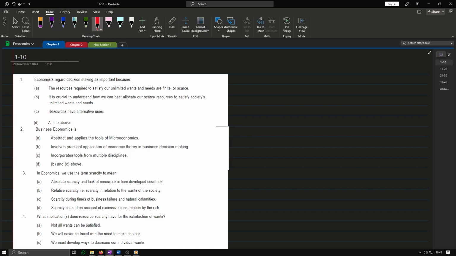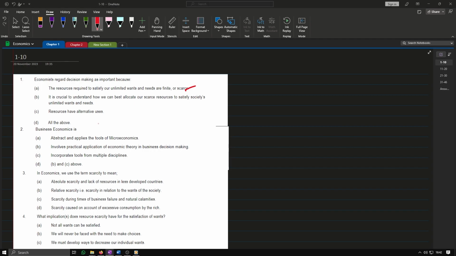So question 1. Economists regard decision making as important because, there are 4 options given and we shall choose the right option. The resources required to satisfy our unlimited wants and needs are finite or scarce. Yes, this sentence is true. It is crucial to understand how we can best allocate our scarce resources to satisfy society's unlimited wants and needs. Is this true? Yes, economics is all about allocation of our resources, right?